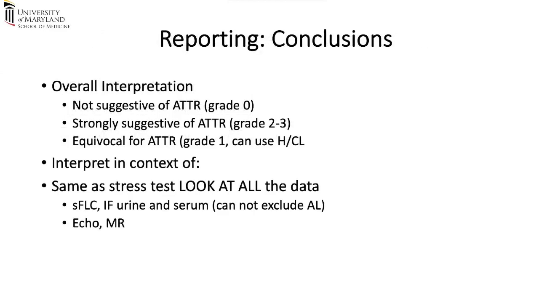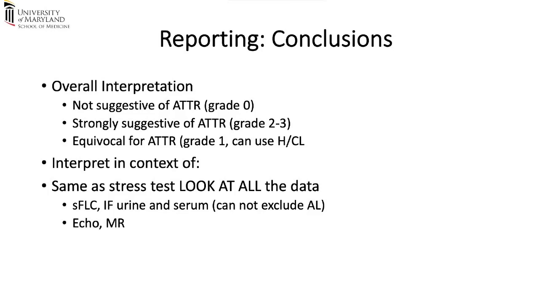All right, in your conclusion, and this to me is the most important part, overall interpretation: not suggestive of ATTR. This is a grade 0. Strongly suggestive of ATTR, grade 2 or grade 3. Unequivocal for ATTR, grade 1. Use your heart to contralateral lung ratios to help confirm. Interpret in the context of all your data. So we need that MR, we need the echo, we need the blood work.